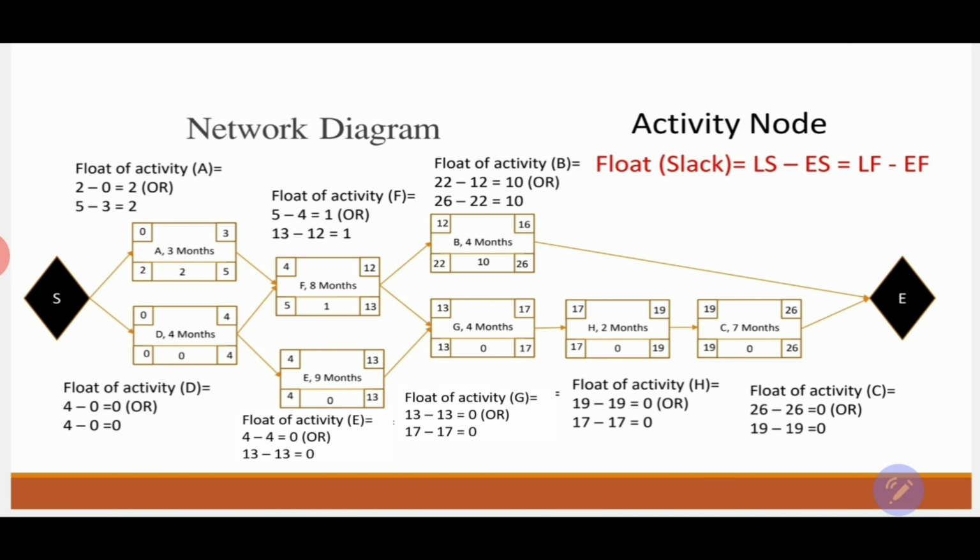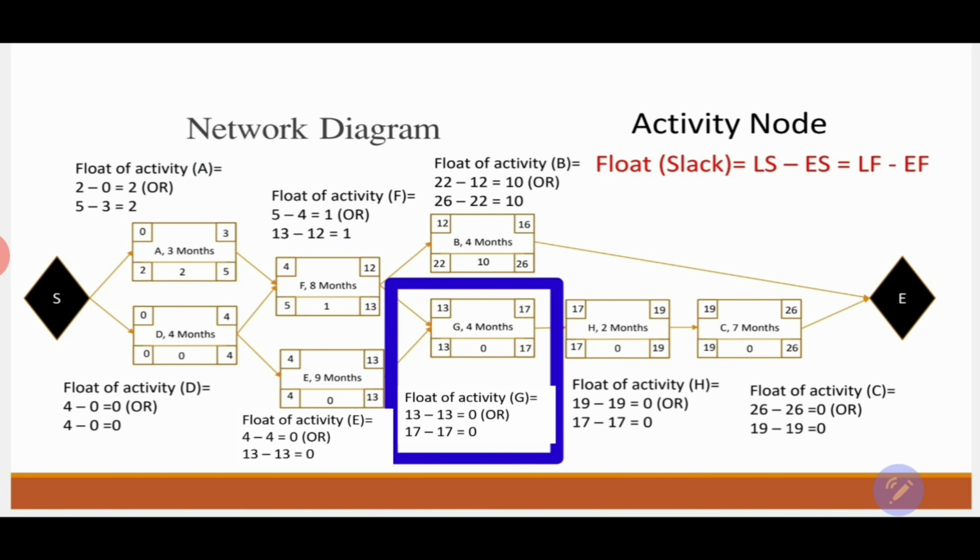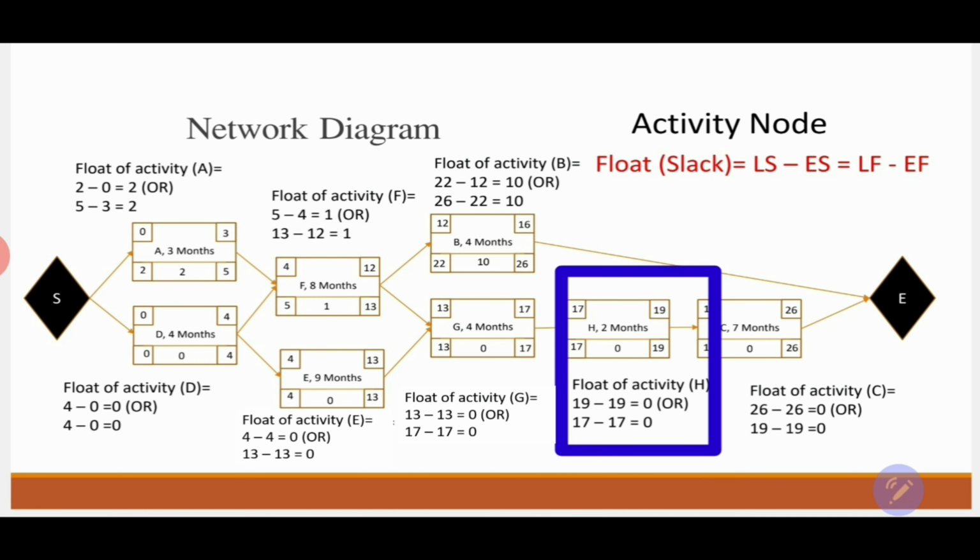And if you do the same for activity G, you will find 17 minus 17 and 13 minus 13, and that equals 0. 19 minus 19 and 17 minus 17, that's 0 for activity H. And for activity C, you will find that the late finish is 26 minus 26, that's going to be 0, and 19 minus 19, again that will be 0.